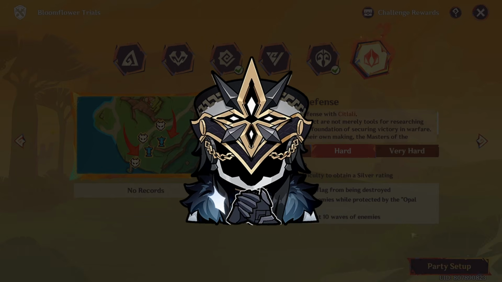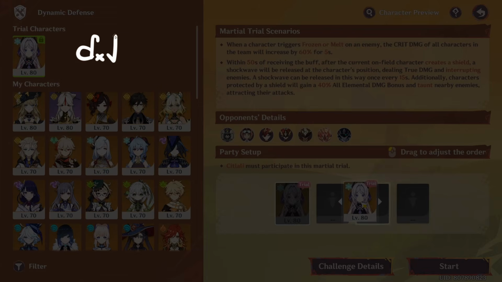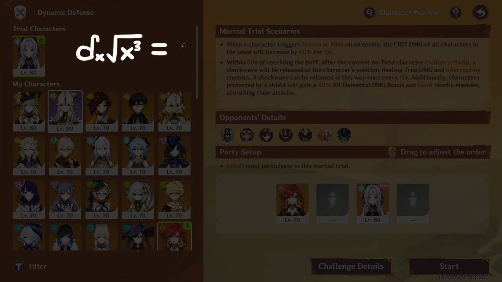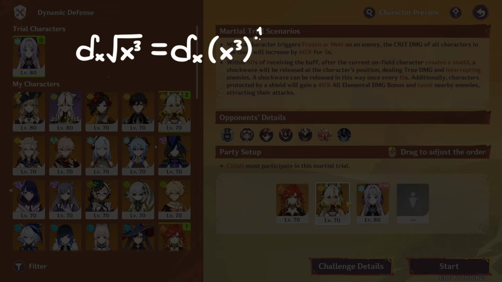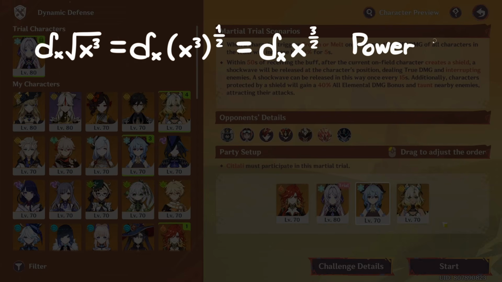Let's try some examples. First is the derivative of the square root of x cubed. For this one, we can express the square root as raising it to the 1/2 power, then make use of the exponent properties so that we can multiply the 3 and the 1/2. And lastly, we can apply the power rule.